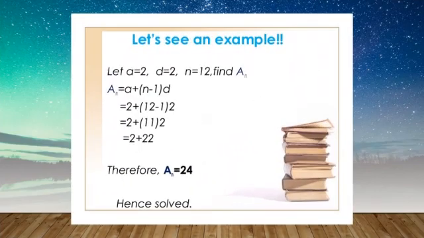Have a look at the example given on this slide. Here a is equal to 2, d is equal to 2, and n is equal to 12, and we need to find a_n. We know a_n equals a plus (n minus 1) into d. So in place of a I can write 2, in place of n I can write 12, and in place of d I can write 2. This gives me 2 plus (12 minus 1) into 2, that is 2 plus 11 into 2, which is 2 plus 22. This gives us the nth term as 24. So this is how we'll be solving the questions.